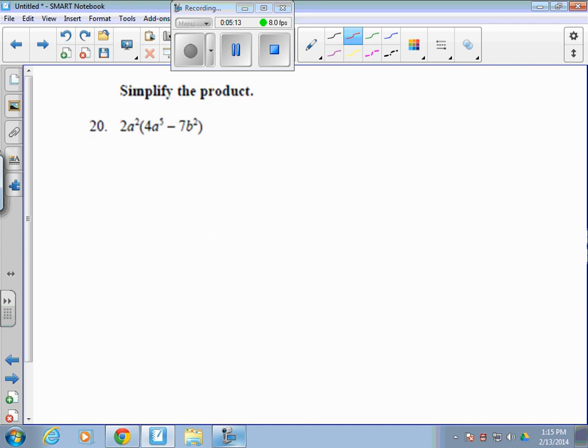And then number 20 says simplify this product. 2 times 4 is 8. 8 to the second times 8 to the fifth becomes 8 to the 2 plus 5, which gives you 8 to the 7th. When you distribute 2 times negative 7, you get negative 14. Notice it's a squared and b squared. You don't add up those exponents. You simply write a squared, b squared.